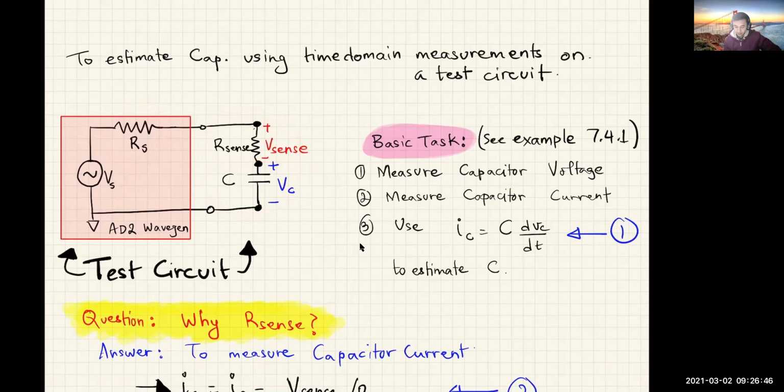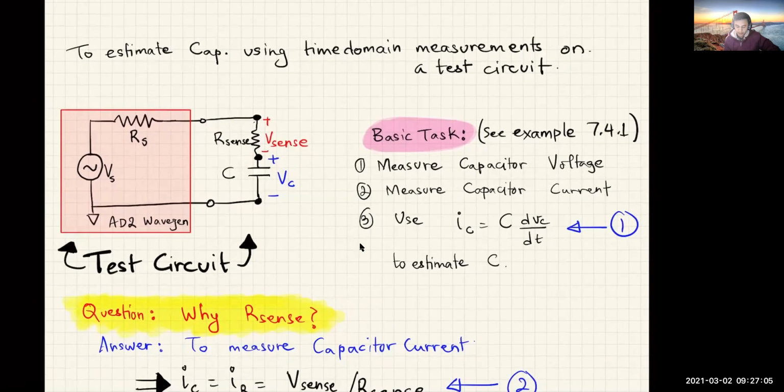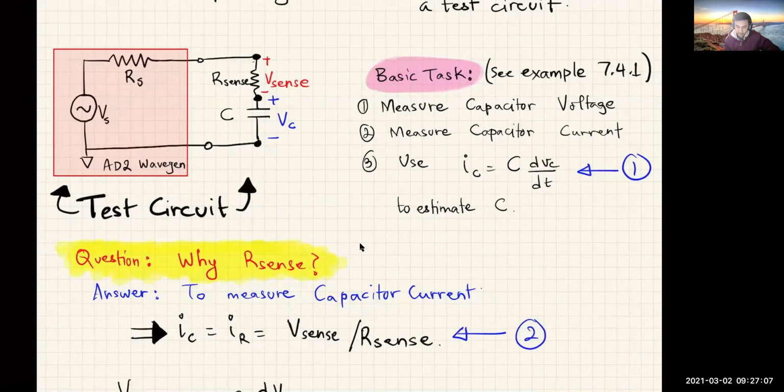Okay, so I said that we're going to measure the capacitor voltage and the capacitor current, and those are the only two things we need to measure or estimate the capacitance back. Then why do we need this R sense, right? So that's the question: why do we need R sense? And the answer is to measure the capacitor current.